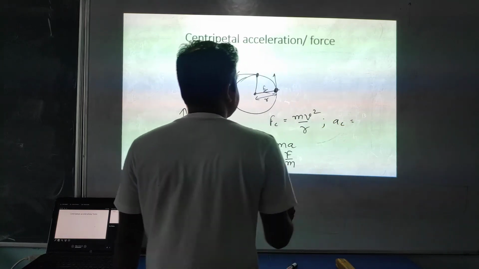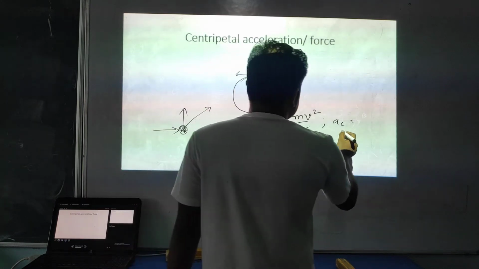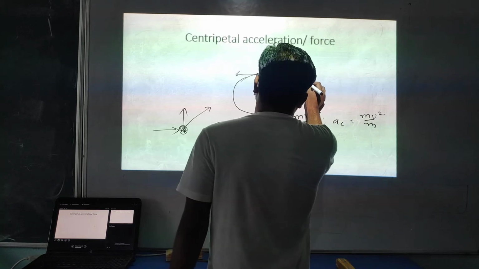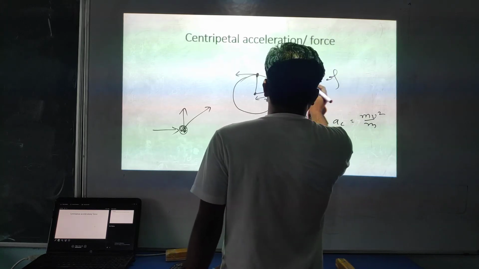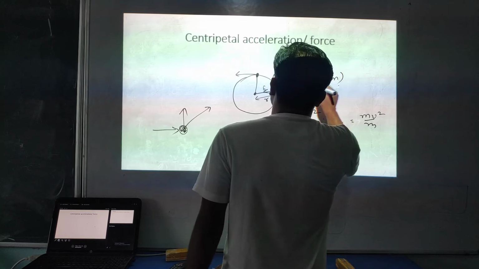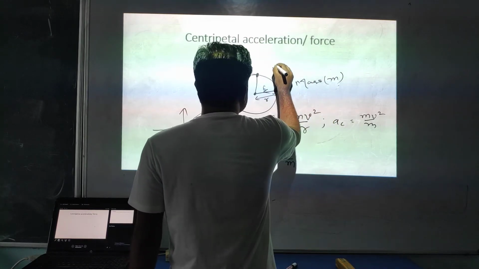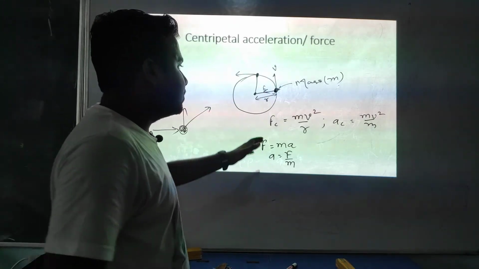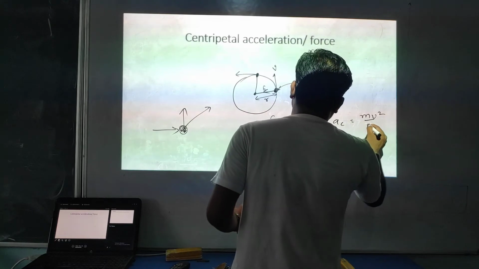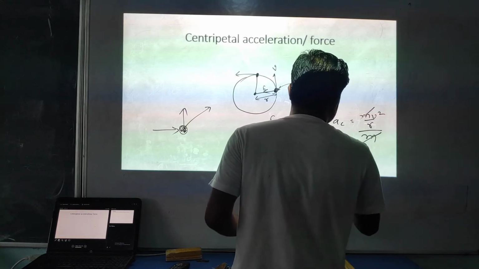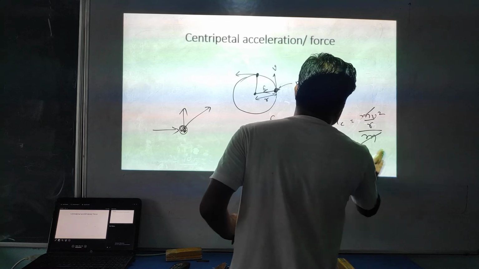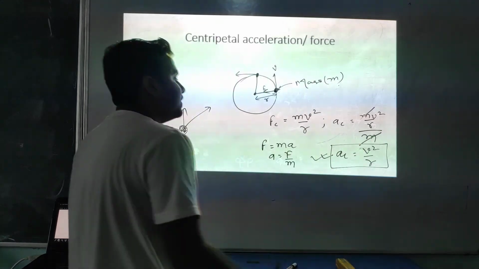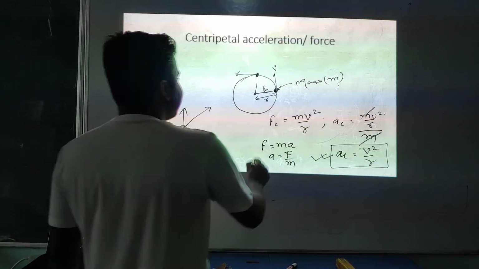So ac is the centripetal acceleration. That centripetal acceleration is what? mv square by m. M is what, student? It's the mass of this object. V is the tangential velocity. R I already denoted here. The centripetal acceleration is mv square by r, divided by m. This m cancels out. So ac equals v square by r. These two formulas you have to learn.